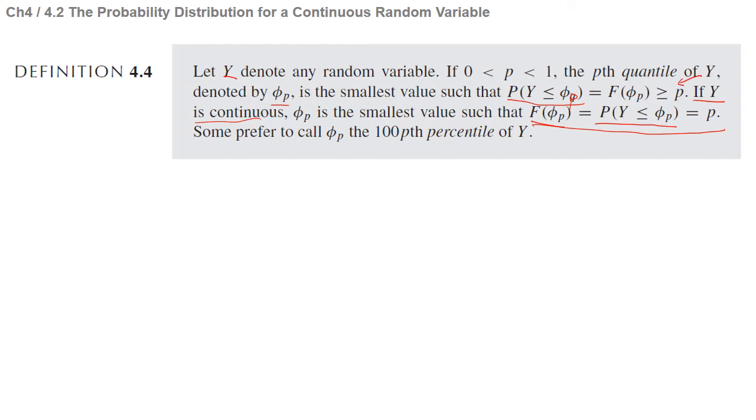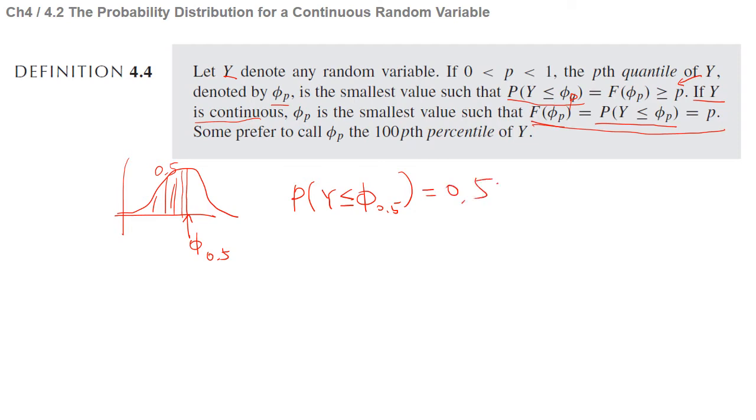So let's look at this. Let's say the random variable y is from a continuous distribution. So this is the density function of y, and if the area until here is 0.5, then this point is pi 0.5. At this point, the probability of y less than or equal to pi 0.5 is 0.5. So this is the definition for the continuous case.